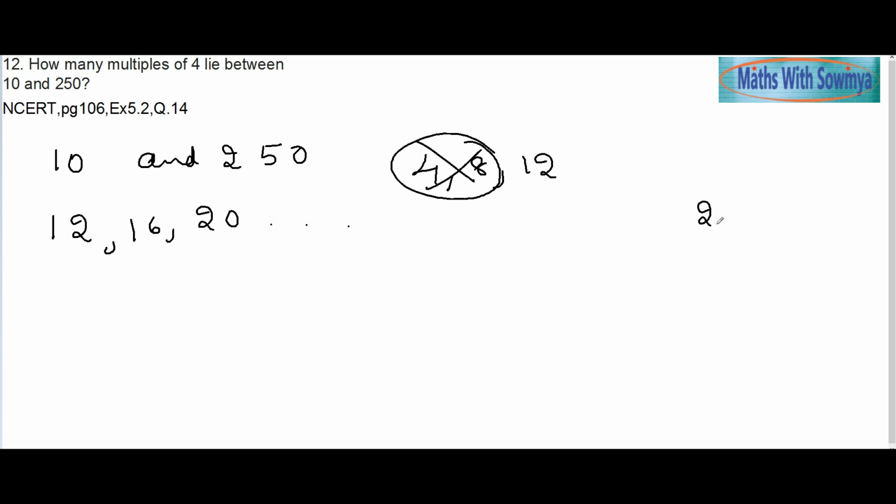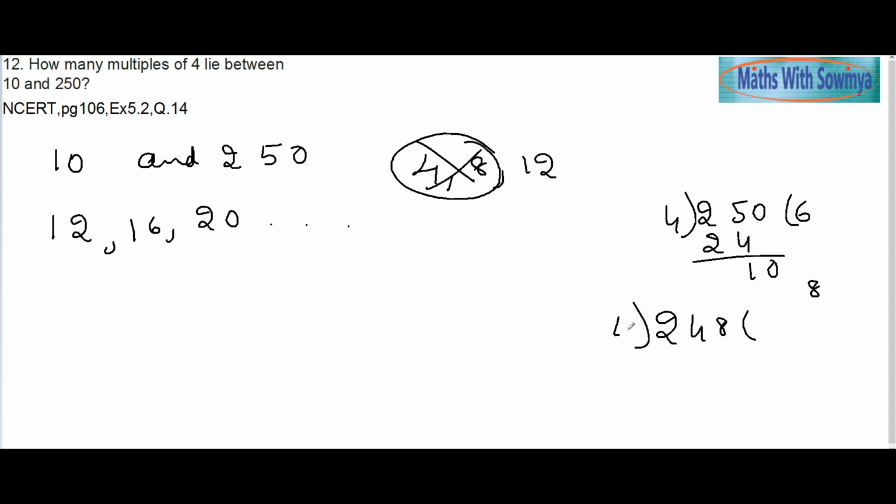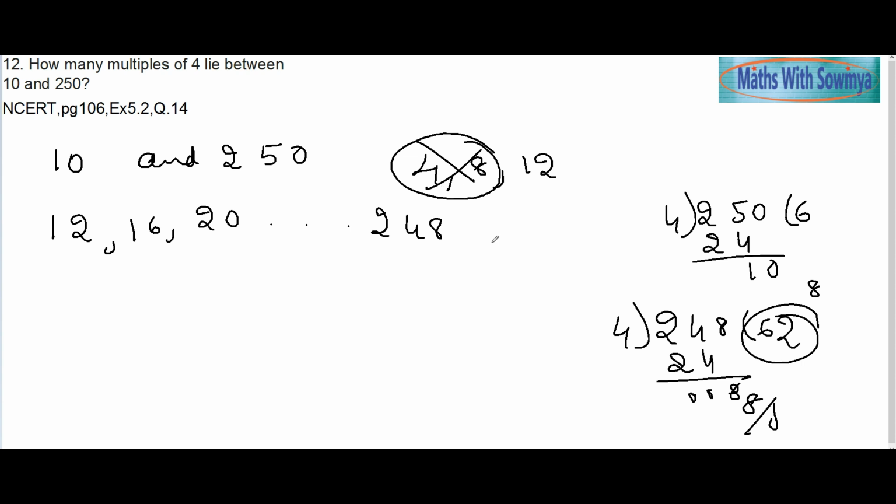Now 250 is there. When I divide 250 by 4, I need to go 2 less to reach a multiple, because if instead of 10 there were 8, I could get it. So if I take 248, we can easily get it. My last term is 248. This is how you can easily find the value.